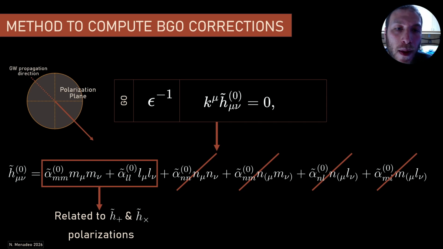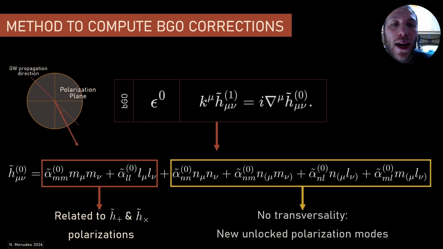condition above. Meanwhile, when we are in beyond geometric optics, transversality is lost, making new polarization modes, this one highlighted in yellow, to be unlocked. These are basically forbidden in the geometric optics limit, as we saw in the previous slide, and they are ready in a certain way to be excited at subleading orders.